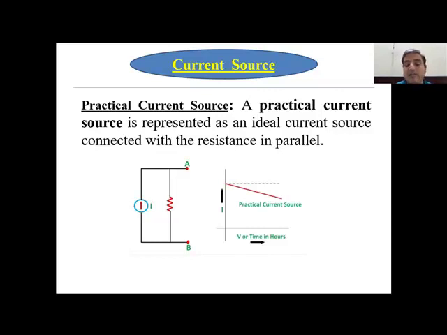Remember, in the case of the voltage source, internal resistance should be as small as possible, equivalent to 0. But in a practical current source, it must be high, maybe equivalent to infinite, a very high value. So in the case of the practical current source, the internal resistance is connected in parallel with the current source. Both circuits, a voltage source connected with a series resistance and a current source with a parallel resistance, are equivalent to each other. We'll see later.